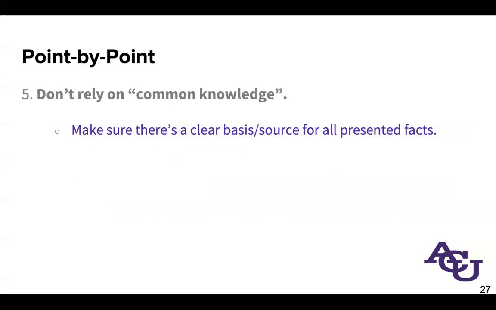Let's talk about common knowledge. So common knowledge assumes there are things that you just know. And the problem is that other people may disagree on some of those things or genuinely not know them themselves. So what you should do in APA style is make sure that there's always a clear basis or source for all the facts that you present.